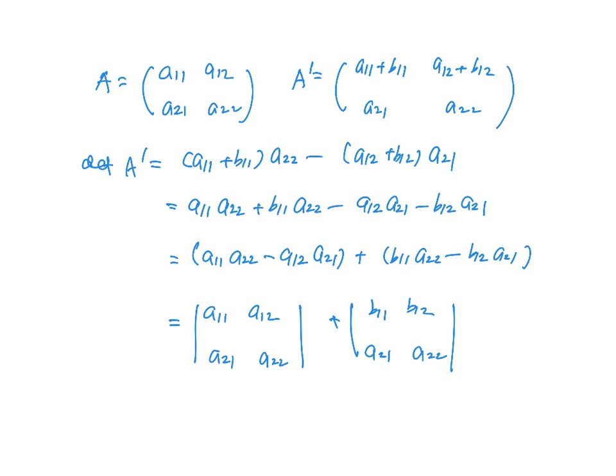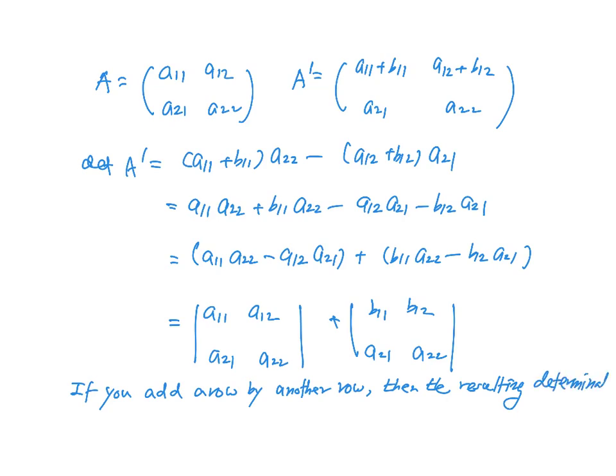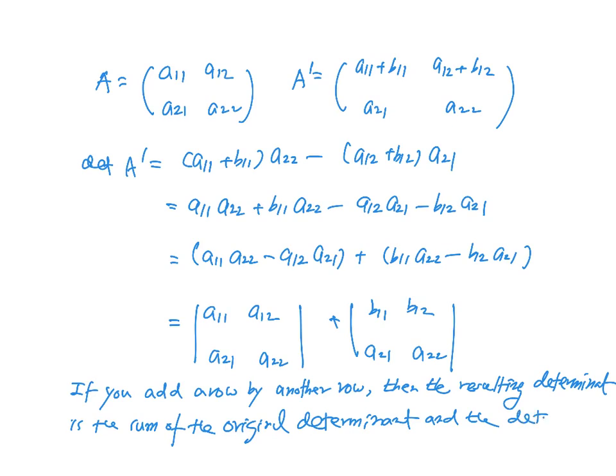So we can say the same thing. If you add a row by another row, then the resulting determinant is the sum of the original determinant and the determinant of a matrix in which a row has been replaced by a new one.